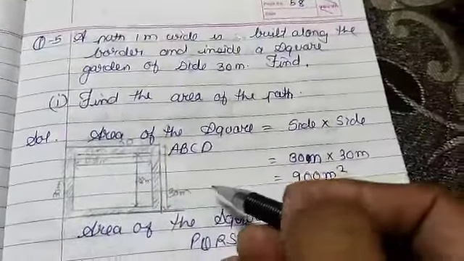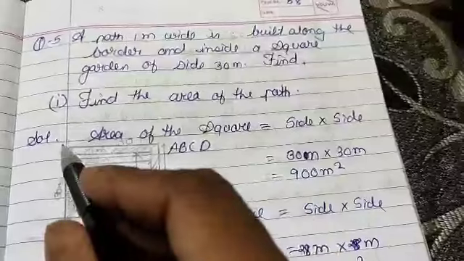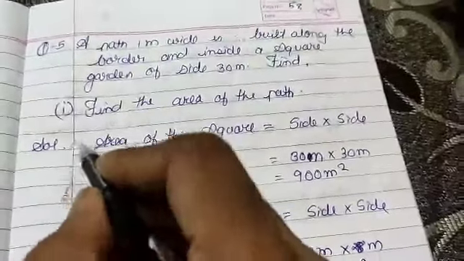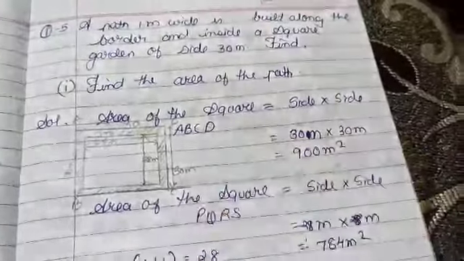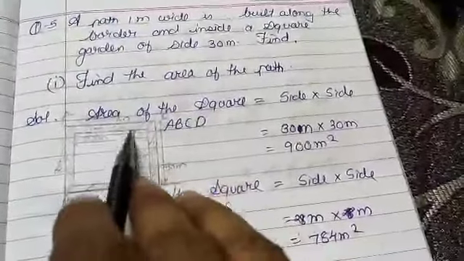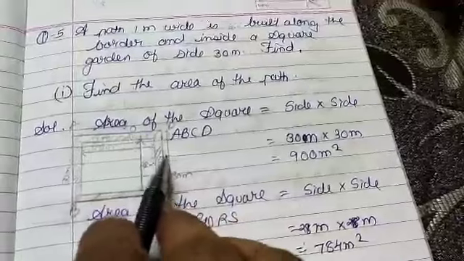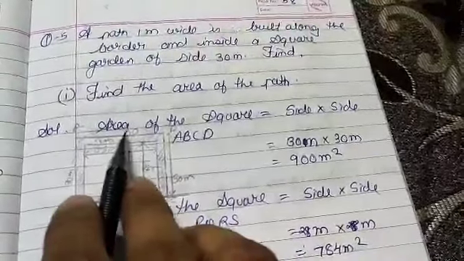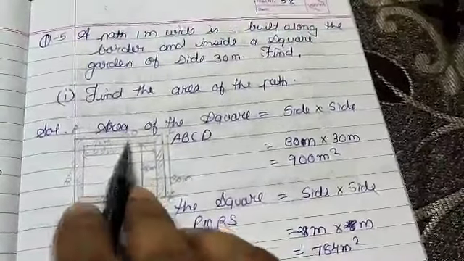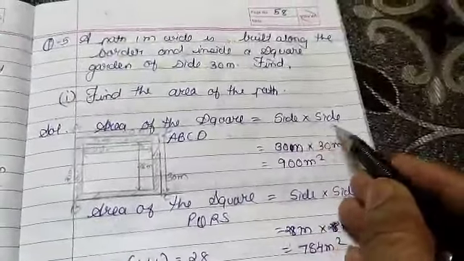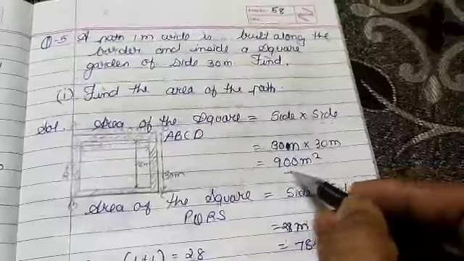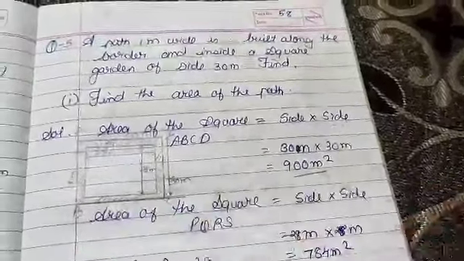That means now dear student, here the area of the whole square, let us consider it to be ABCD. Let us find the area of ABCD first. It is a square garden, that means the length and breadth both are equal, that is 30 meter and 30 meter. So area of a square equals side square. So 30 into 30 gives 900 meter square. Now we got the area of the whole garden.